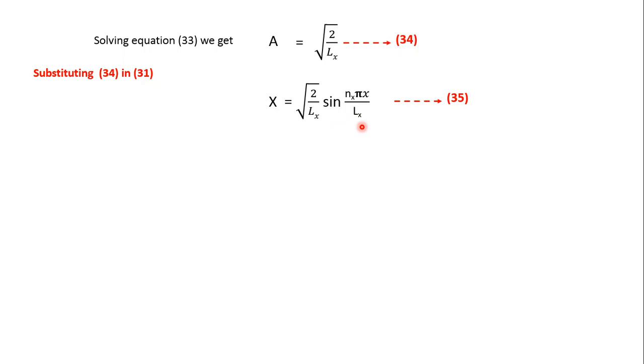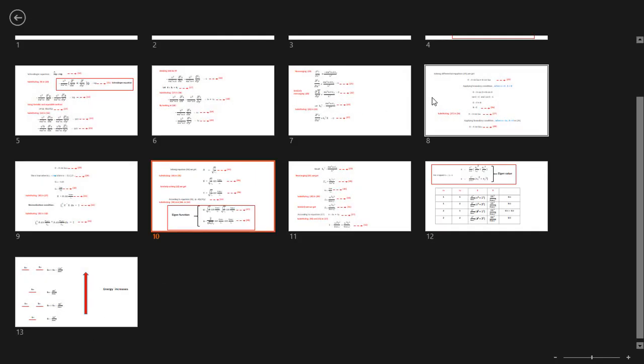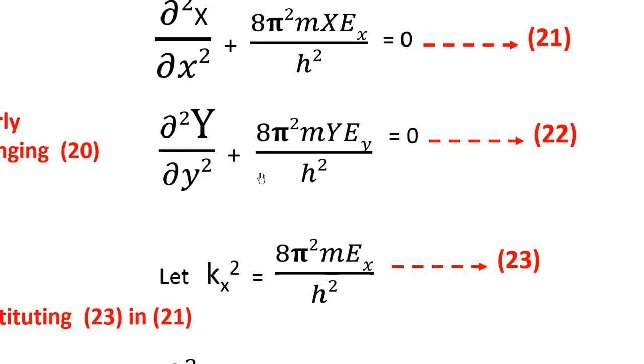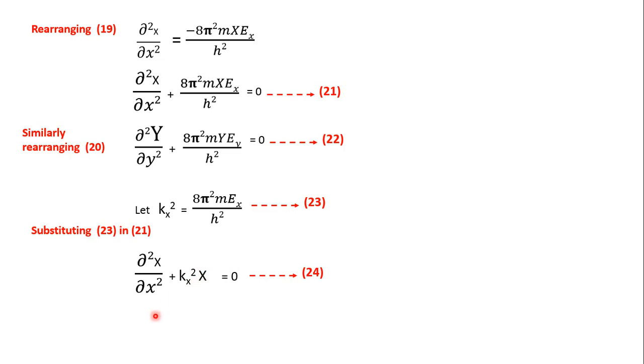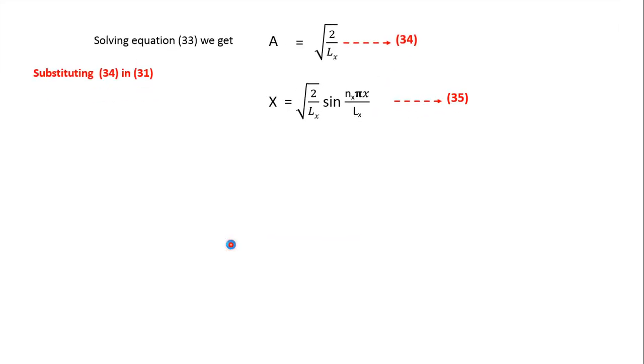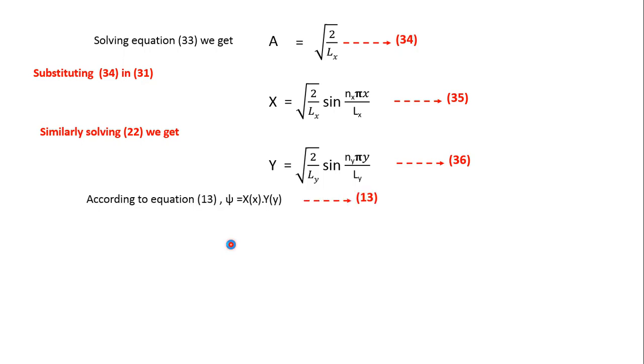Similarly, if we solve the equation for y, which is equation 22, according to which d square Y by dy square plus 8 pi square my ey by h square Y equal to 0, if we solve this equation, we will get capital Y is equal to root 2 by Ly sin ny pi y by Ly. We already know that psi is a function of two variables, capital X which is dependent only on small x and capital Y which is dependent only on small y.